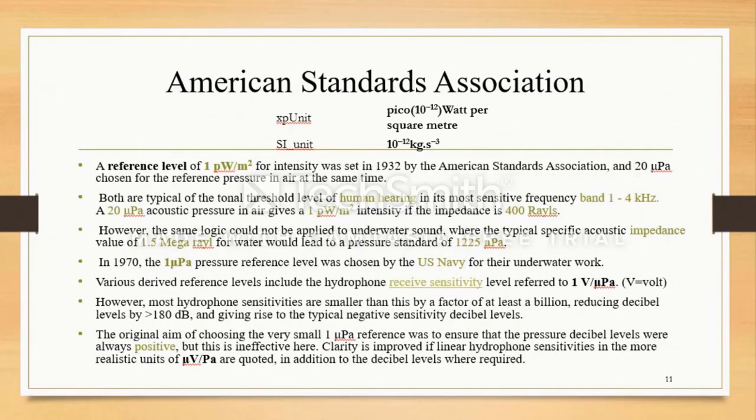American Standards Association. A reference level of 1 picowatt per square meter for intensity was set in 1932 by the American Standards Association, and 20 micropascal was chosen for the reference pressure in air at the same time. Both are typically for the tonal threshold level of human hearing, and the most sensitive frequency, the band between 1 to 4 kilohertz.